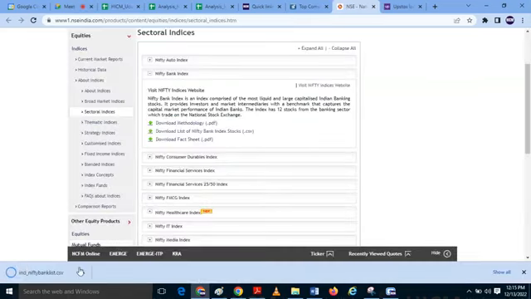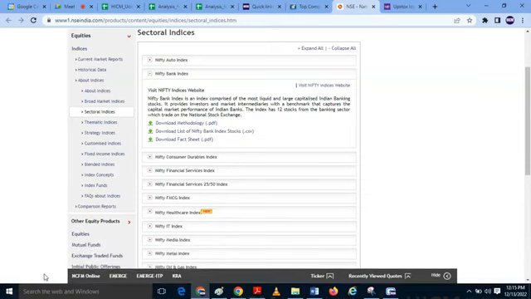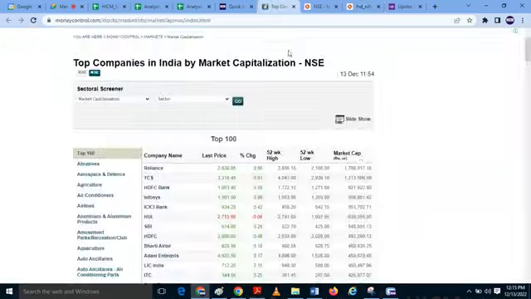So I have downloaded this report. Let it open. And this is the fact sheet. I have told you about market capitalization. As per the market capitalization of the company, they will give them the weightage actually. Okay, they will give them the weightage.